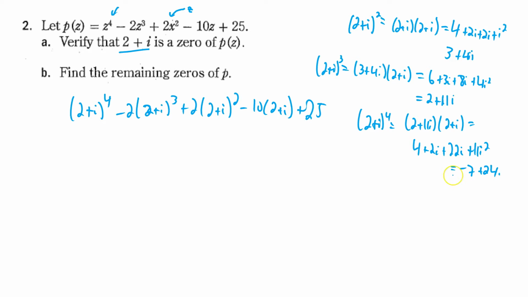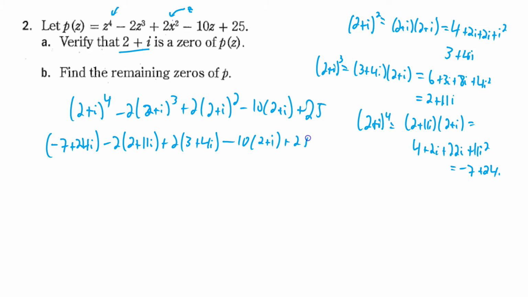So 2 plus i to the fourth, we just found out, was negative 7 plus 24i. Okay, so that's our 2 plus i to the fourth. Now we're going to subtract 2 times 2 plus i cubed. 2 plus i cubed is 2 plus 11i. So we have 2 plus 11i. And then we have plus 2 times 2 plus i squared. That's our 3 plus 4i. And then minus 10 times 2 plus i. I'll just leave that like that for now. We'll distribute all of them on the next one. And then plus 25. So we're going to hope that this gives us 0, because we're trying to show that 2 plus i is a 0 of this polynomial.